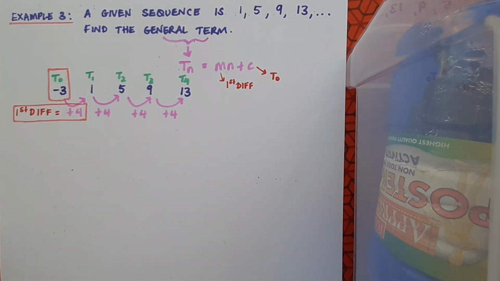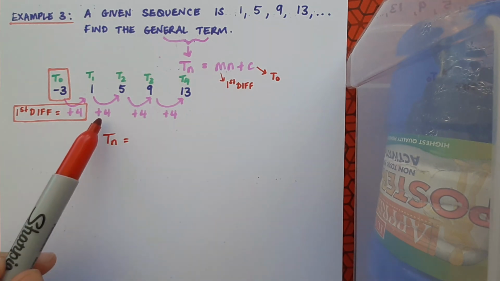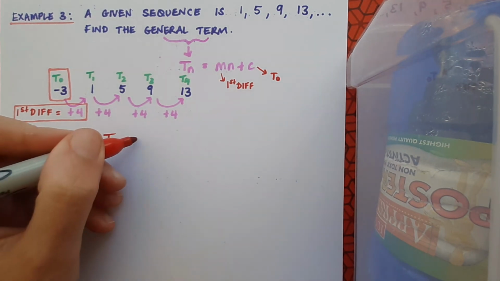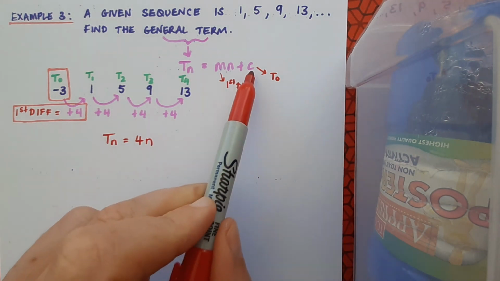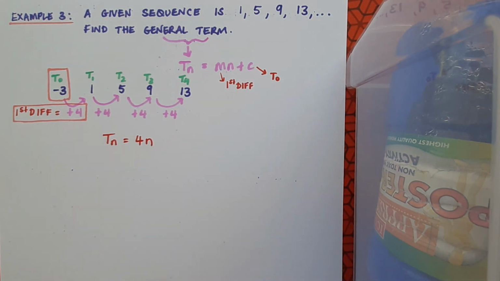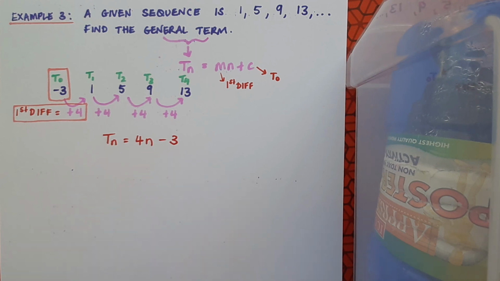Okay, so I've got my term 0, I've got my first difference. I want to make Tn. So Tn equals, so I'll write in the first difference, which in this case is plus 4. I can just write 4. So 4n, and then plus c. So what's my term 0? Well, it's minus 3. And I said earlier that if I had a negative number, I'd just write down that negative number. So there's my minus 3. So the general term of this particular sequence is Tn equals 4n minus 3.